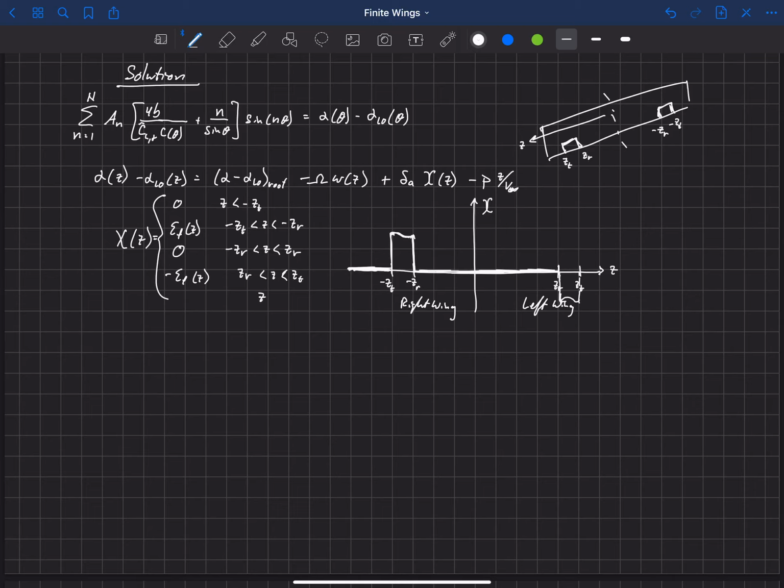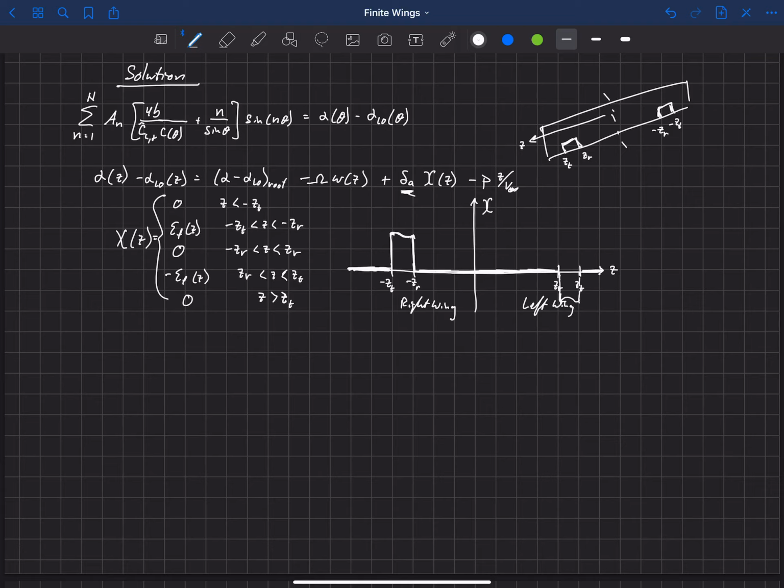And then for z greater than zt, we're at 0 again. So that's this region here. Okay, so that's what this chi is, simply a distribution of section flap effectiveness as a function of z, which is 0 when we're not over an aileron, and when we're over an aileron, then it can be a function of z. And then we're going to multiply that by delta A to get the actual change in zero lift angle of attack, or alpha minus alpha L0 on the left-hand side.